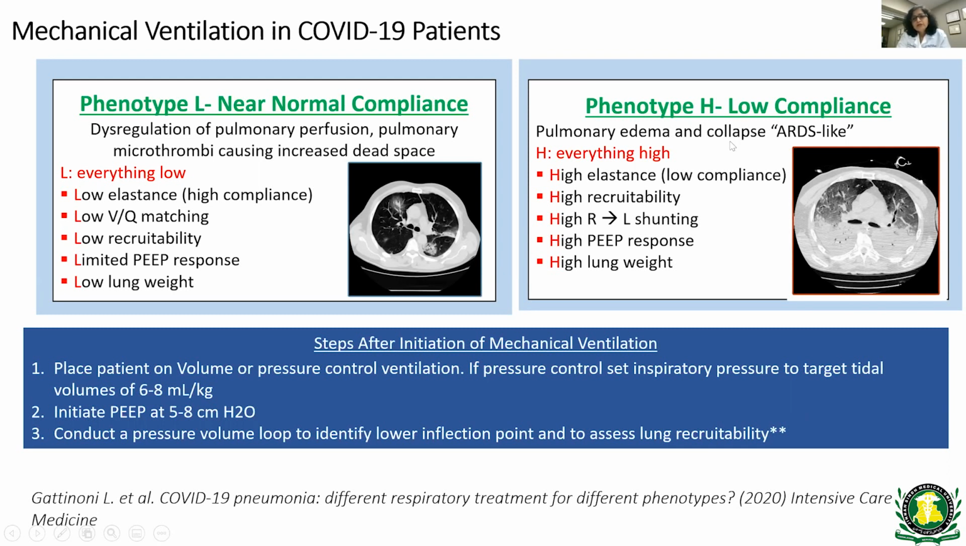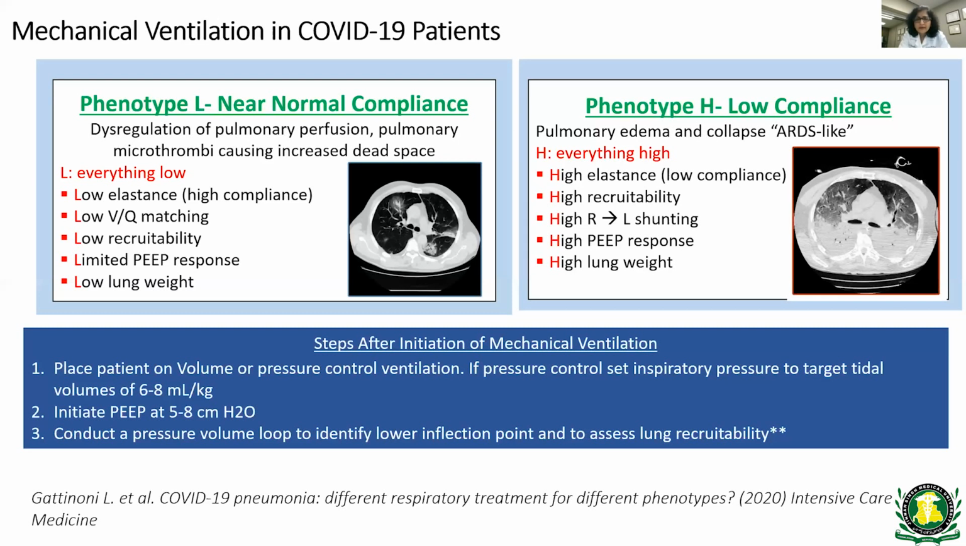When the patient moves to the H phenotype, it behaves like an ARDS patient, where they have high elastance and low compliance, high recruitability, high right to left shunting. They are more responsive to higher PEEPs, and they have a high lung weight.